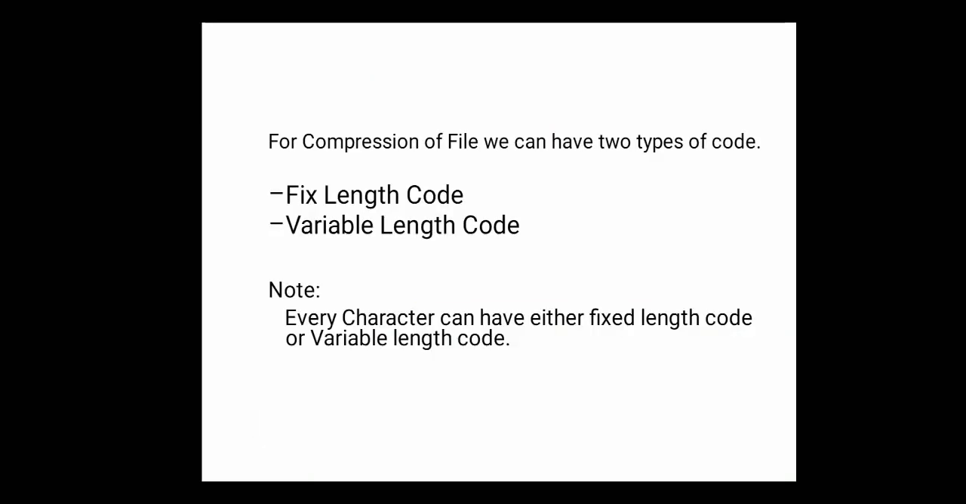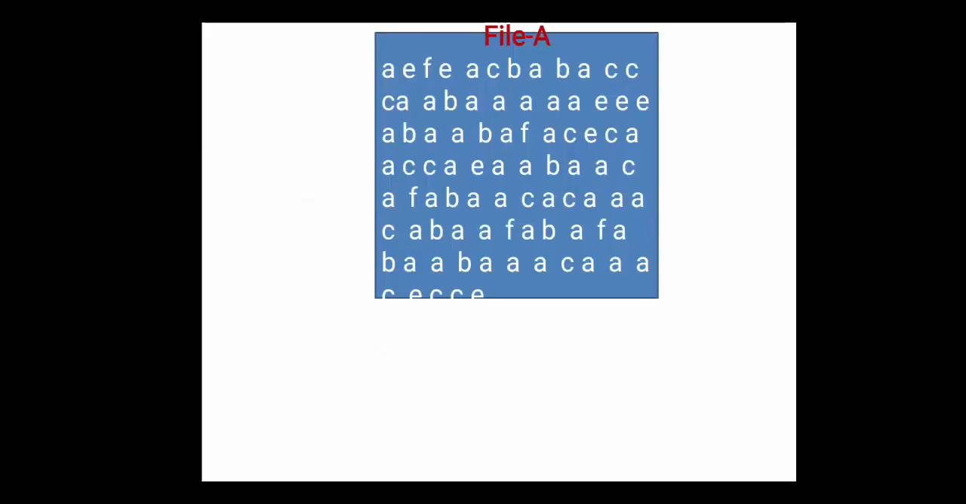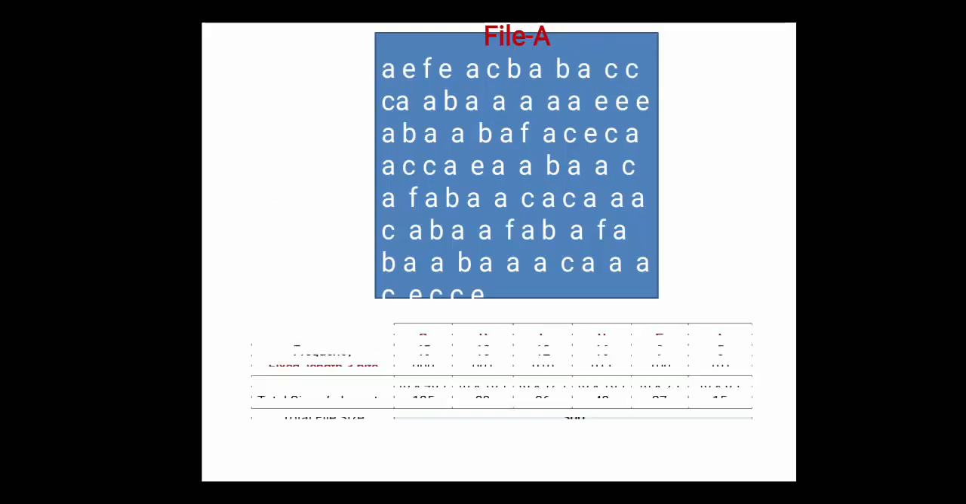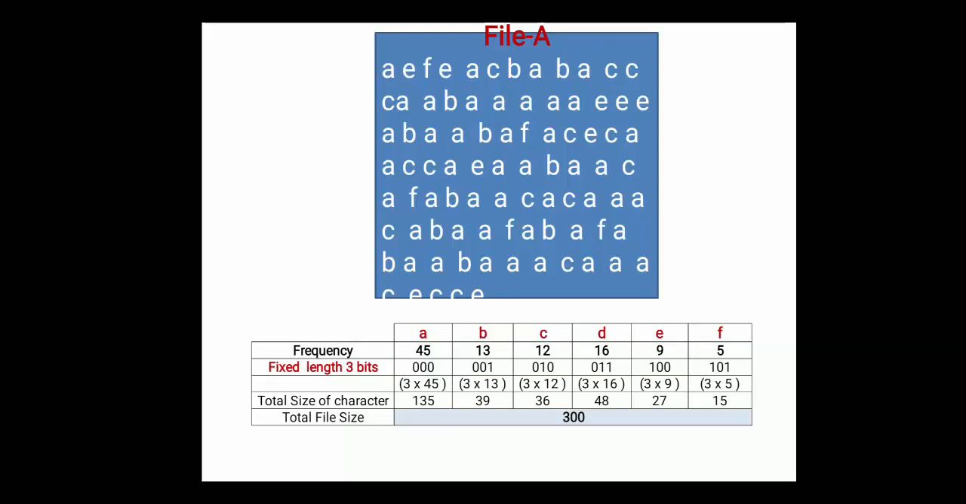Now we want to reduce the size of the file without loss of data. So we must understand basically two terminologies. One is fixed length code and the second one is variable length code. Let's understand both these terms with one example. Suppose again we have the same file, and the file name is, suppose, A. In this file, as per the table, we can identify a total of 6 different characters in the file.